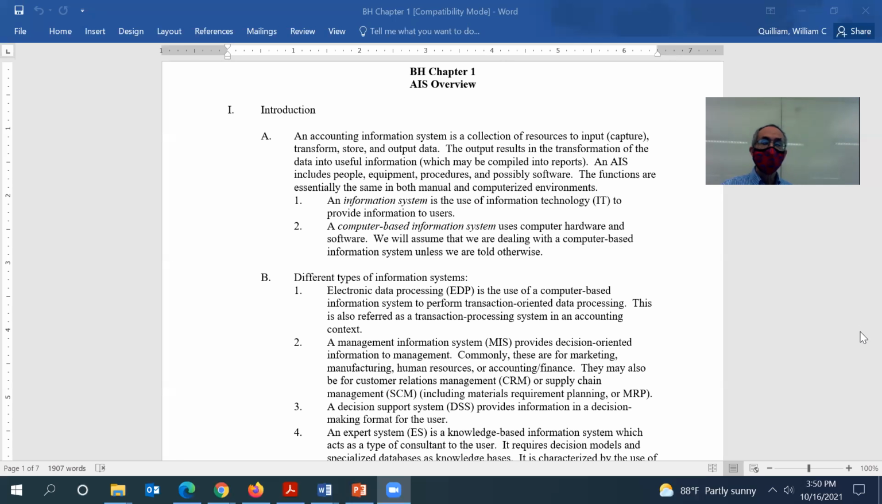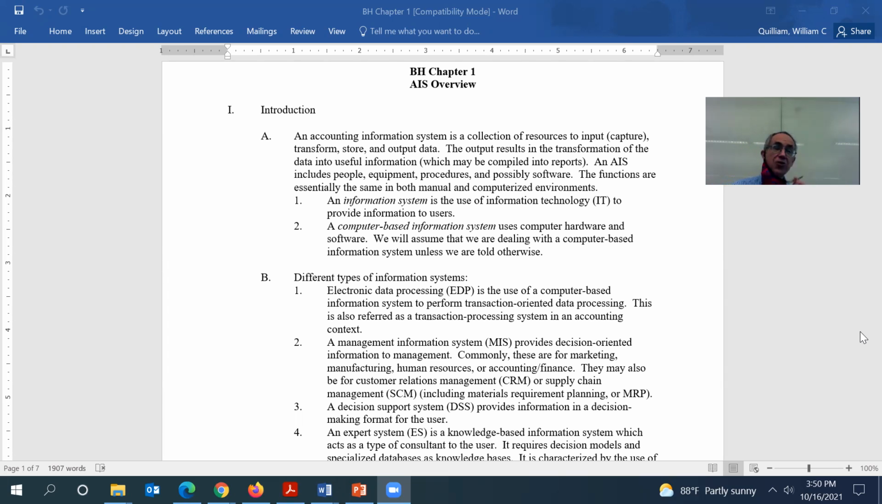Also, some information about accounting information systems is covered in other chapters in auditing because the two really are integrated. For example, we'll cover a lot in the sales and collection cycle when we get to that a little bit later in the course. Let me go ahead and share my screen. So we'll be referring to these notes.